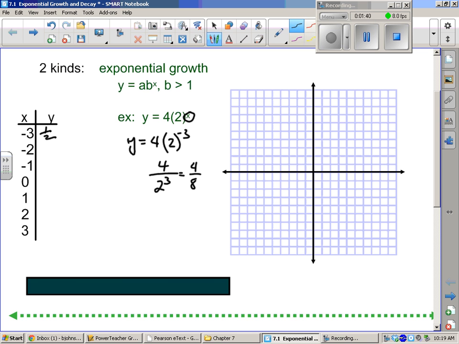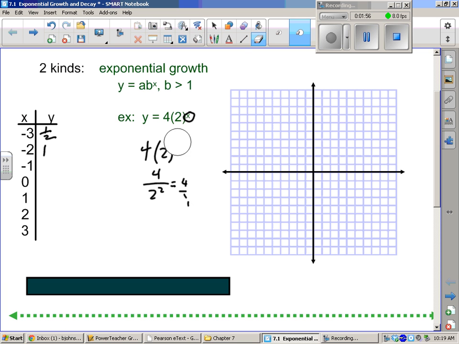Then we have to do negative 2. So 4 times 2 to the negative 2, that'd be 4 over 2 squared. So 4 over 4 is 1. Keep moving. This time 2 is going to the bottom. 4 over 2 to the positive 1, that's 4 over 2. Hey, I noticed something here. They're all doubling. What's happening? That may be what's going on with this number right here.